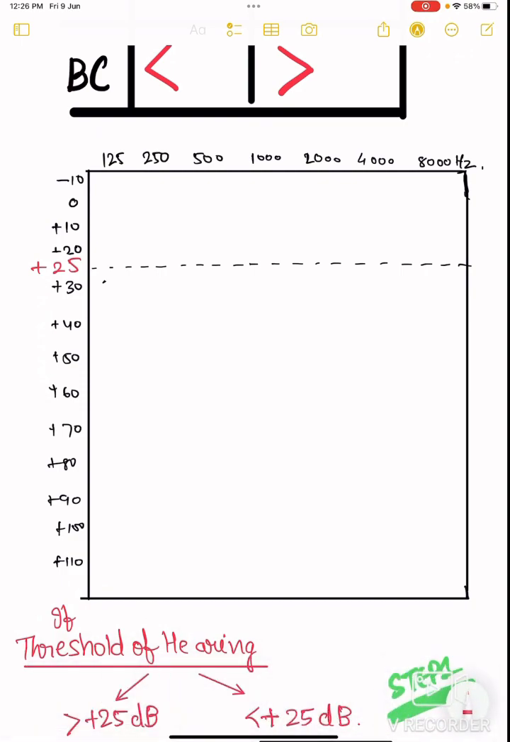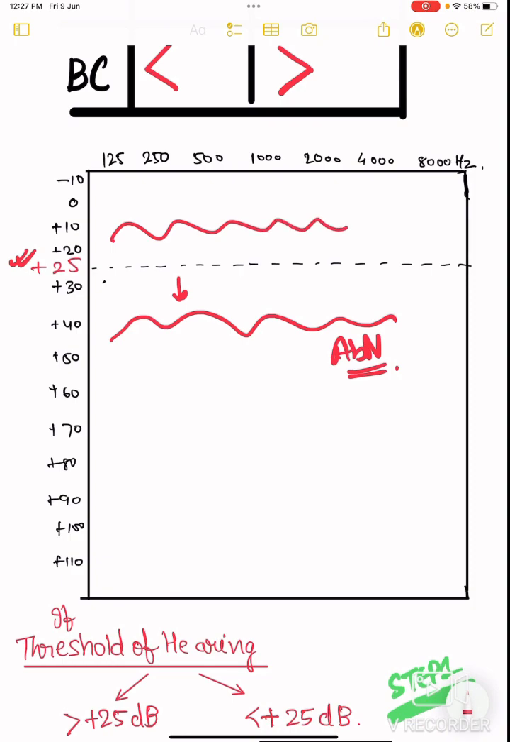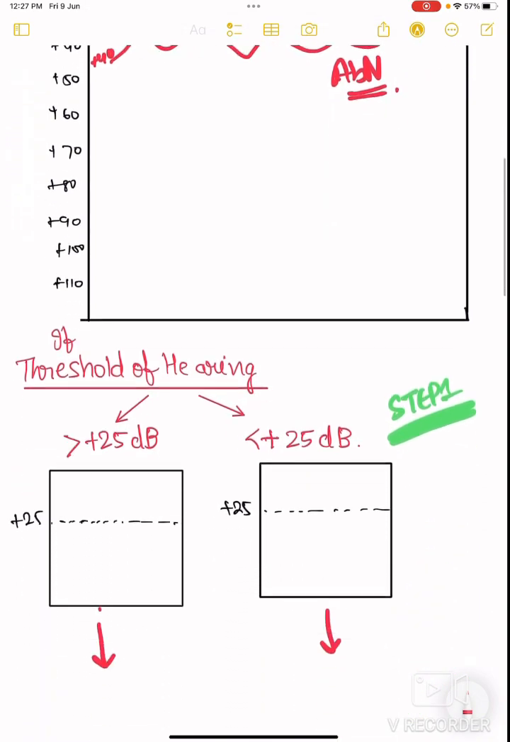First of all, 25 decibel is the threshold for normal people. If the graph you are making is below the plus 25 threshold, it is abnormal. If the graph is made above the plus 25 threshold, it is normal, meaning the person can hear a sound in a non-noisy environment even when the decibel is less than 25 decibels. So that is normal. And if the sound requires plus 40 decibels, only then the person can hear, then it is an abnormal response. So how to solve these questions?